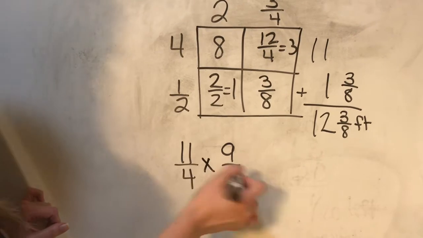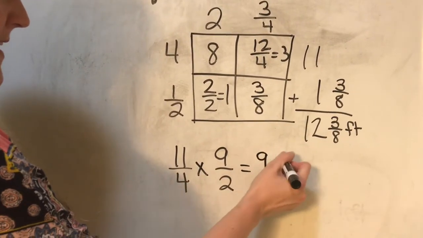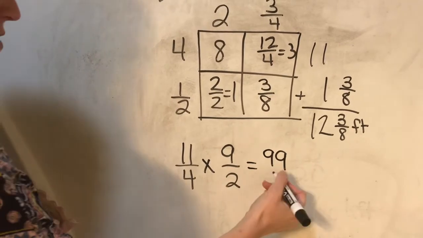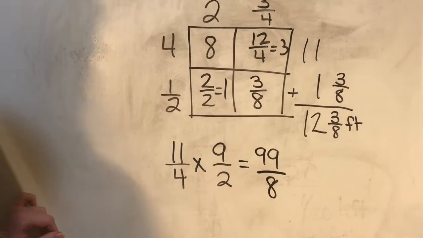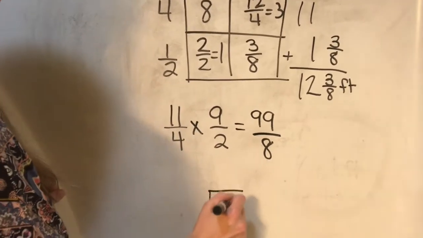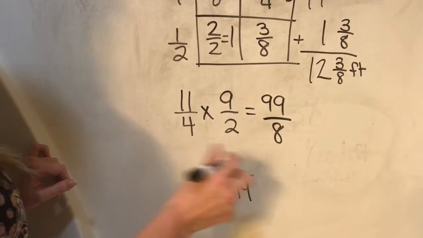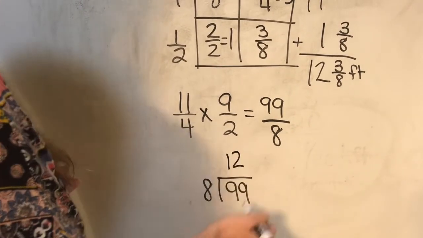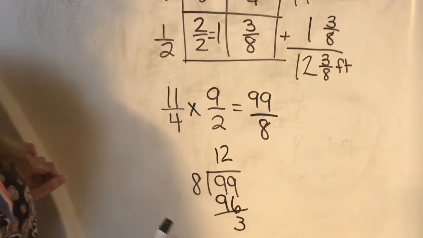So we're going to go ahead and multiply the numerators. 11 times 9 gives me 99. 4 times 2 gives me 8. And then I can change 99/8 into a mixed number. So 99 divided by 8. And I know that 12 times 8 is 96. And I have 3 left over.